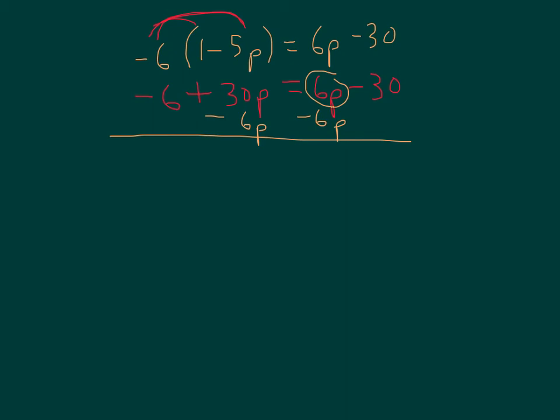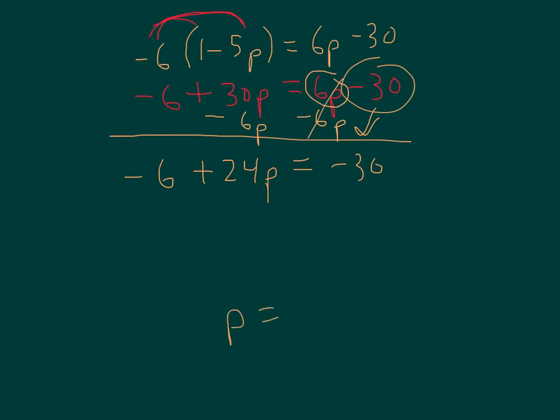As I bring everybody down and clean this up, I'm going to have a negative 6 plus a 24p. Notice I have that positive coefficient, as I stated. That's why I went to the left side. Equals 6p minus 6p is 0, and the negative 30 comes down. Negative 30.